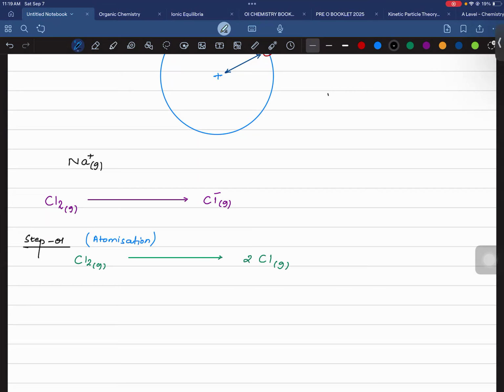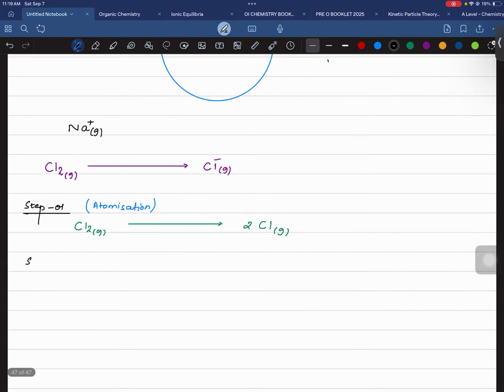So now step number two. In step two, I have these two chlorine atoms. What I do basically is convert this chlorine atom into Cl minus. What does it mean?